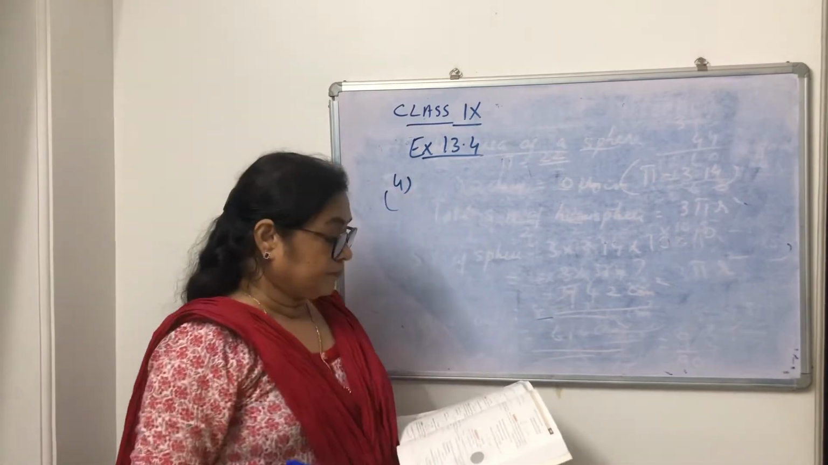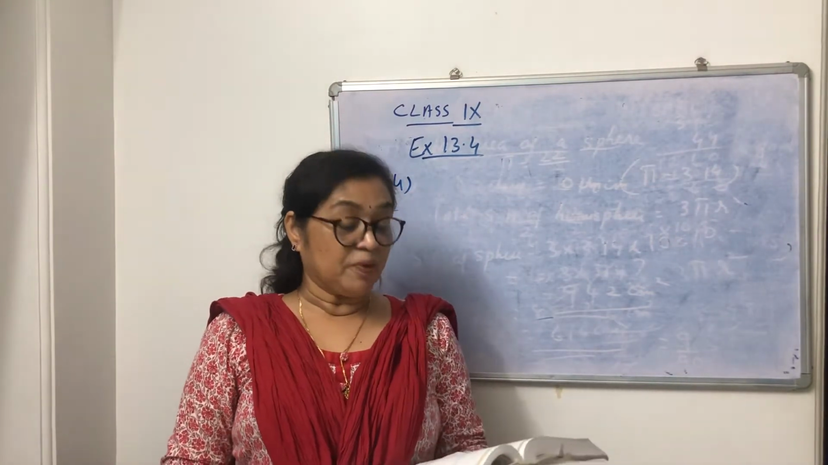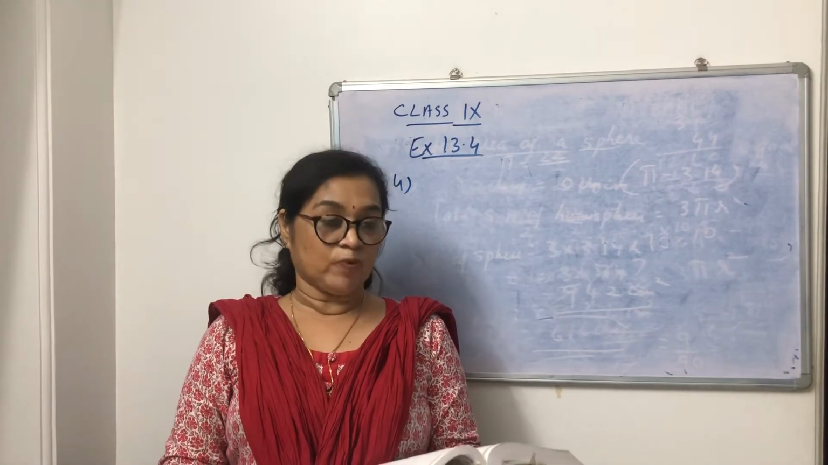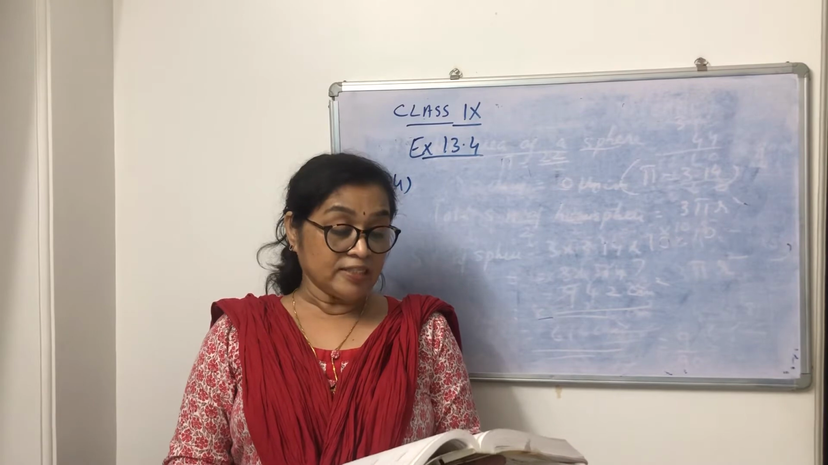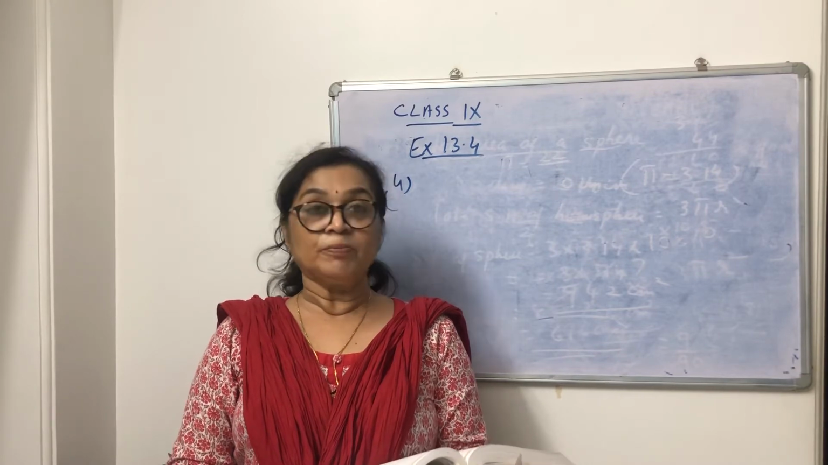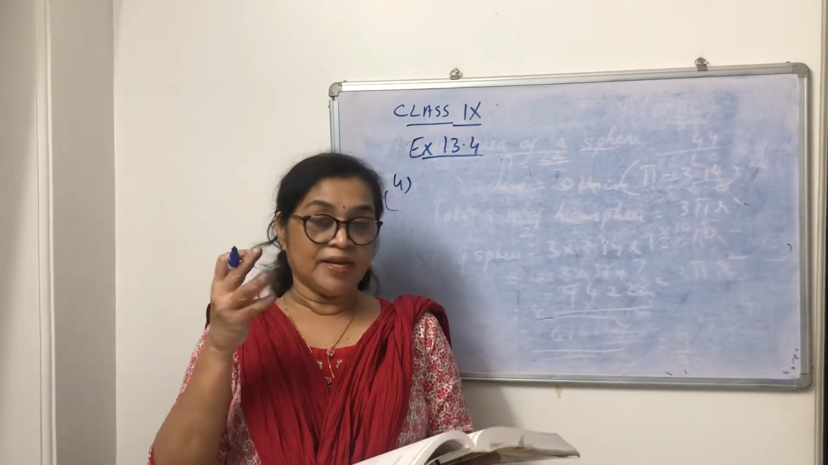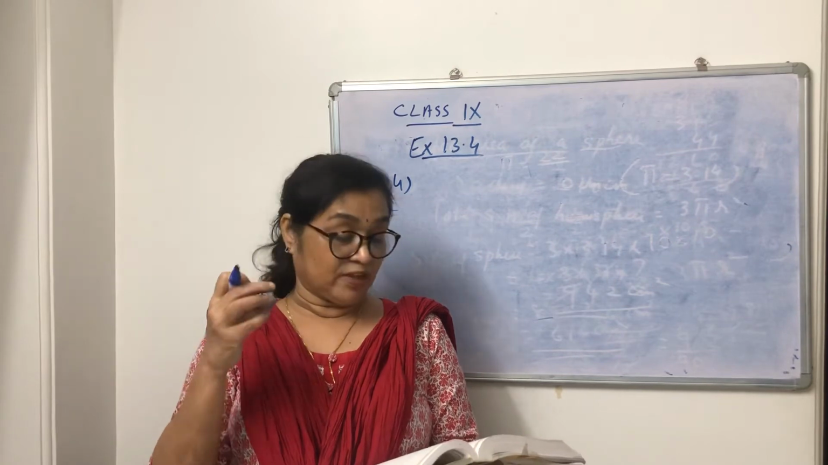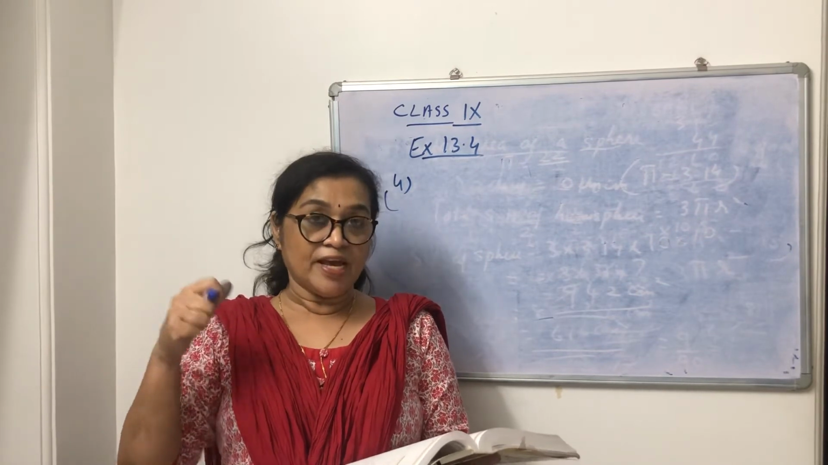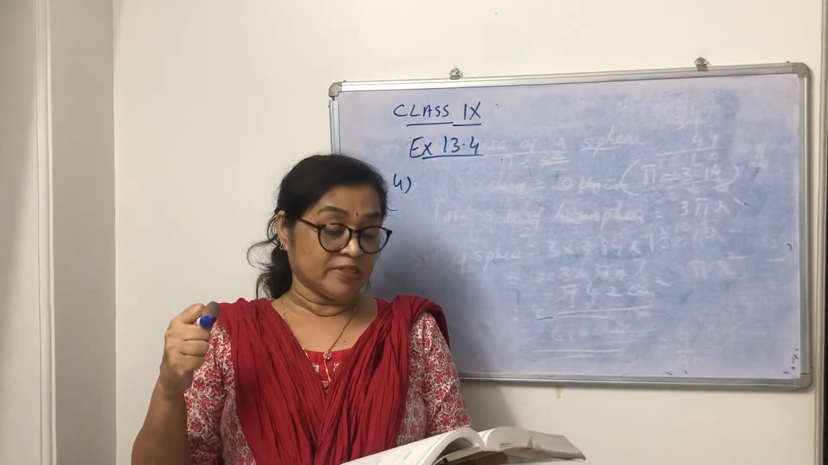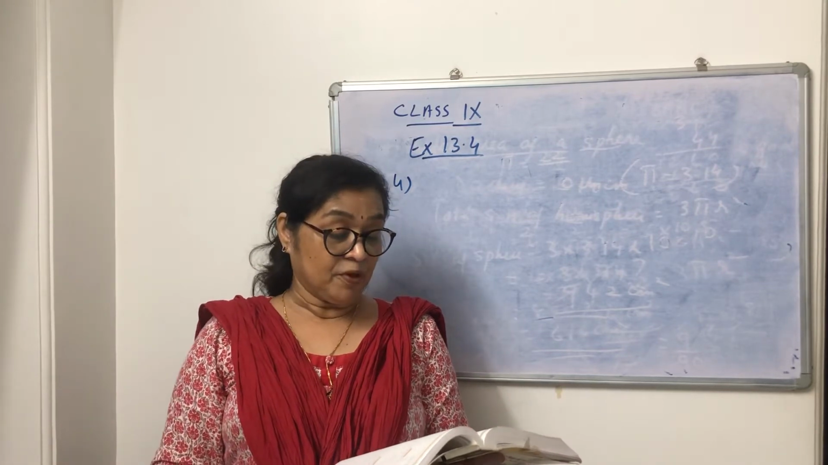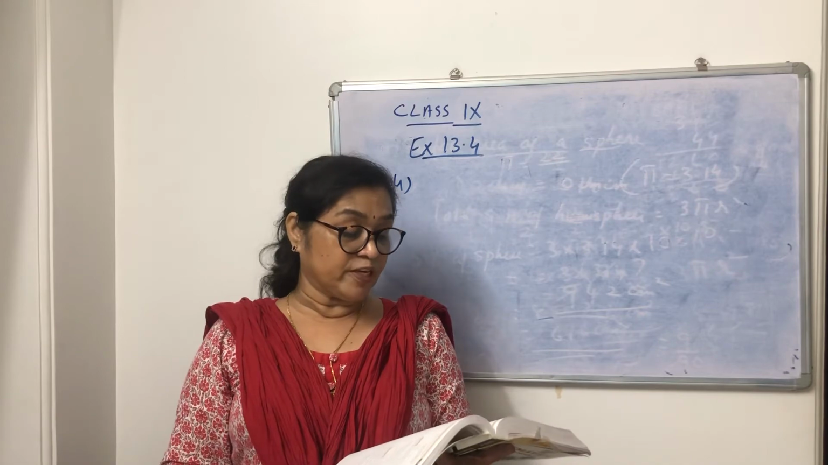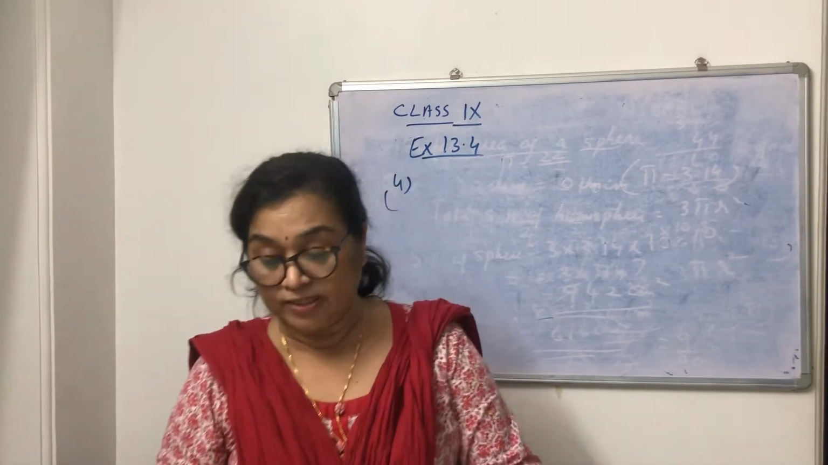Fourth one, the radius of a spherical balloon increases from 7 centimeter to 14 centimeter as air is being pumped into it. So balloon, the radius was 7 centimeter. When the air is pumped, that 7 centimeter radius increased to 14 centimeter. Find the ratio of the surface areas of the balloon in 2 cases.